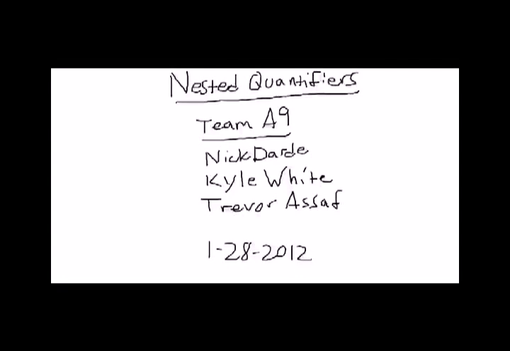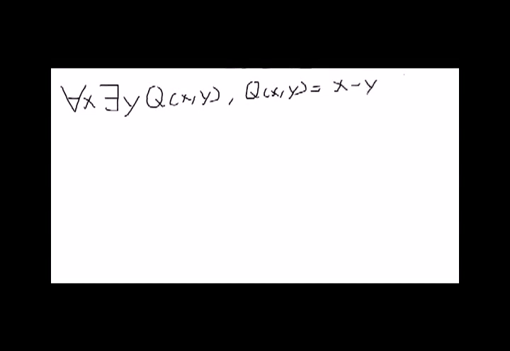We constitute Team A9, and we are going to discuss nested quantifiers. Nested quantifiers are quantifiers in the scope of other quantifiers. For example, let's consider the case universal x, existential y, q of x, y, where q of x, y is equivalent to x minus y equals 0.